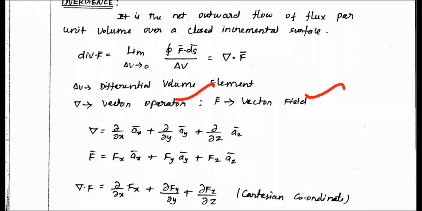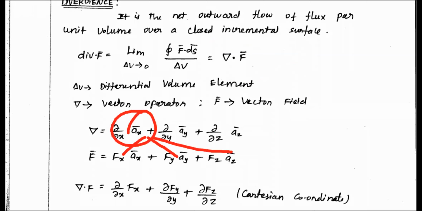They have clearly mentioned that del is a vector operator and F is also a vector. Once we take the dot product of a vector with a vector, the result will be a scalar. Now they have given the del operator and also F. When you take the dot product, you multiply each term with its corresponding term, and the cross terms go away, because the dot product of x with another vector, say y or z, will definitely be 0.